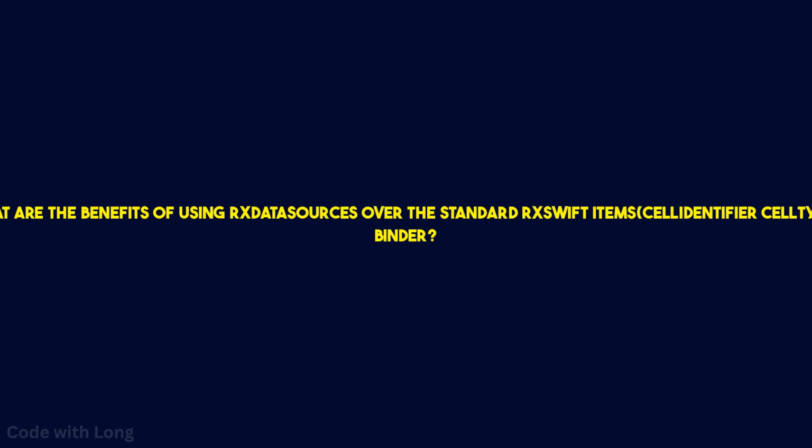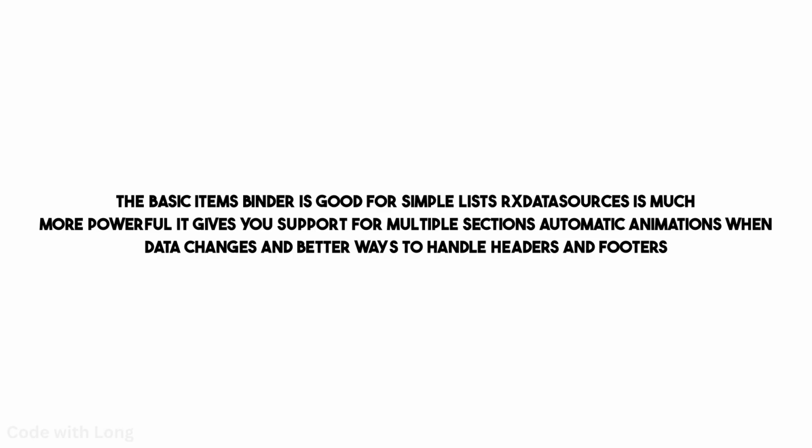What are the benefits of using RX data sources over the standard RX Swift items, cell identifier, cell type binder? The basic items binder is good for simple lists. RX data sources is much more powerful. It gives you support for multiple sections, automatic animations when data changes, and better ways to handle headers and footers.